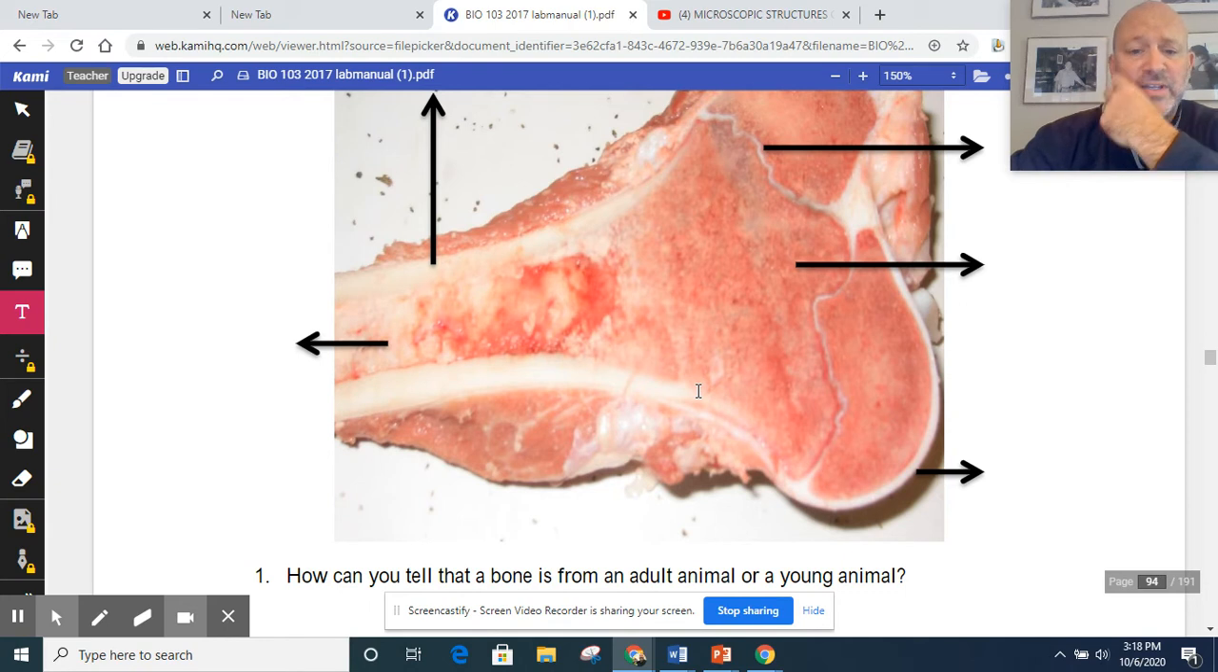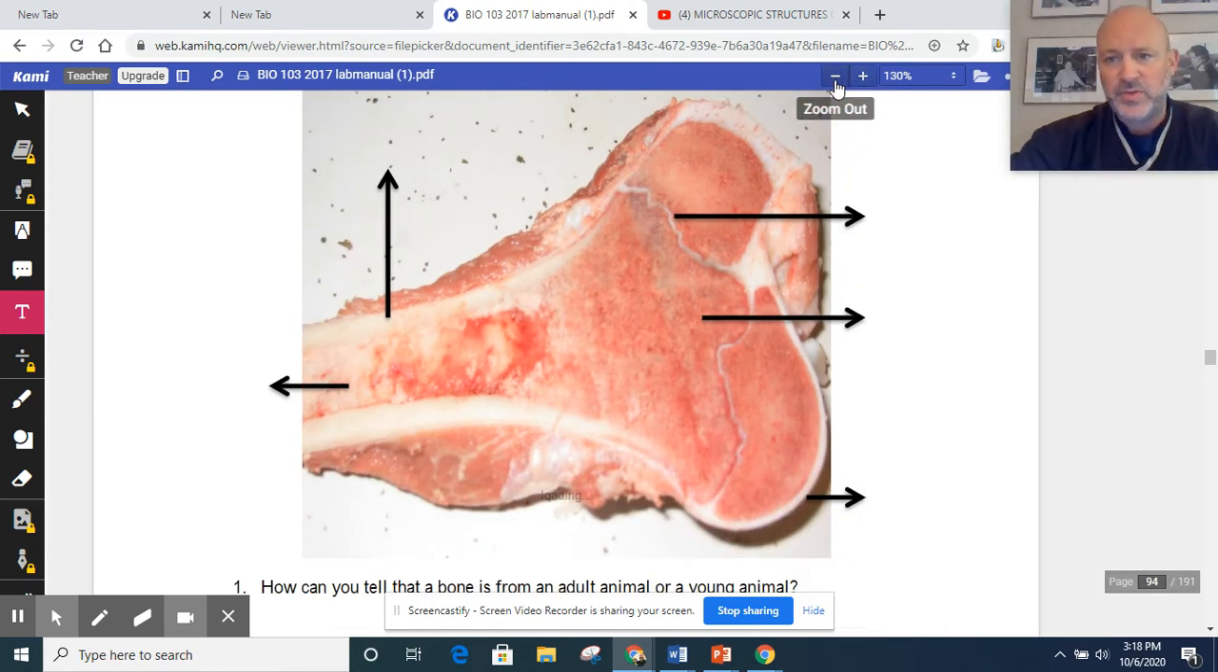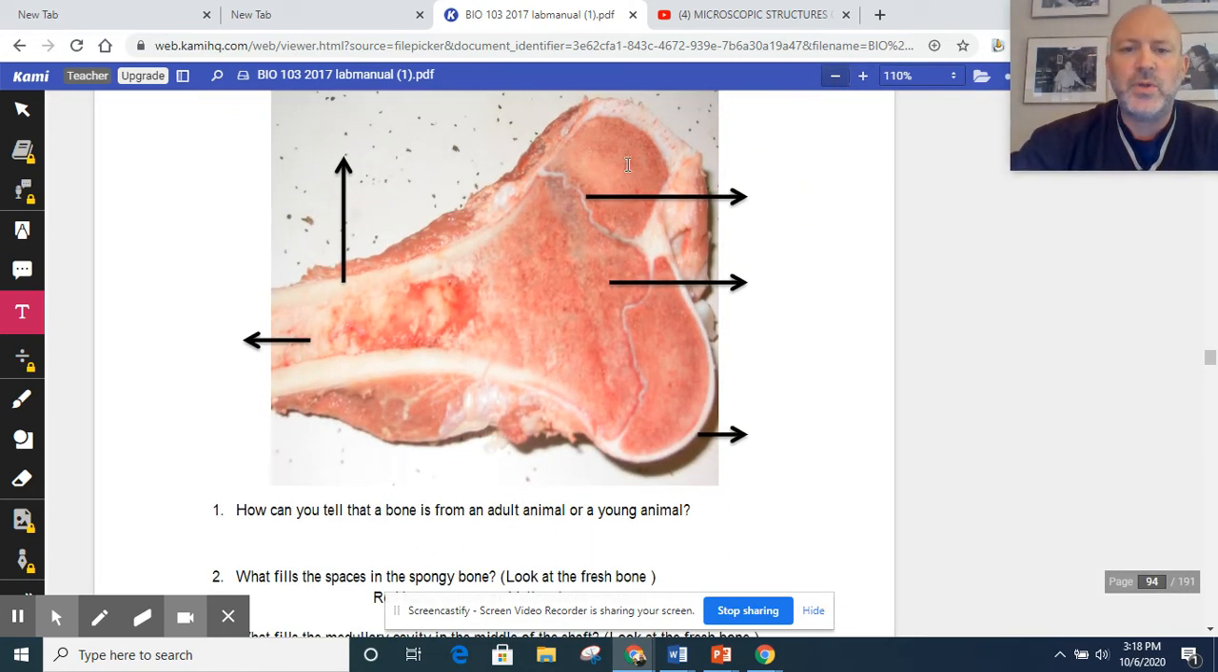All right, so can we tell if this bone is from an adult or a young animal looking at this one? Yeah, of course we can tell. How could you tell? Well, with your finger, you would touch this epiphyseal plate here. And if it is hard, like the rest of the bone, then you would come to the conclusion that this is an adult animal. If it's soft, like the cartilage in your nose and in your ears, then you would come to the conclusion that this is a young animal.